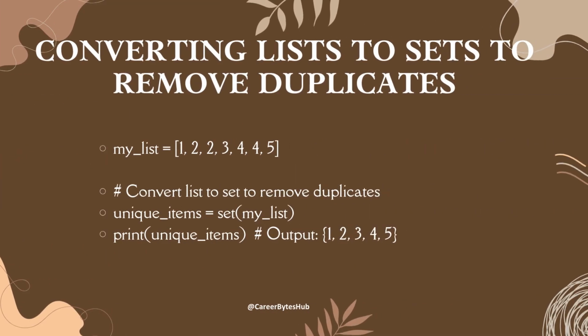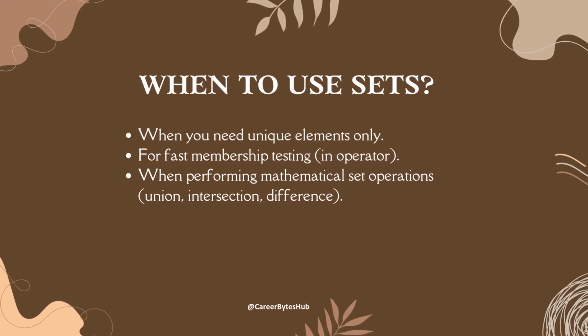A common use case for sets is removing duplicates from a list. By converting a list to a set, duplicate values are automatically eliminated. This is useful when processing large amounts of data where uniqueness is required, such as filtering duplicate entries in a database. Now that we've seen how sets work, let's discuss when to use them.